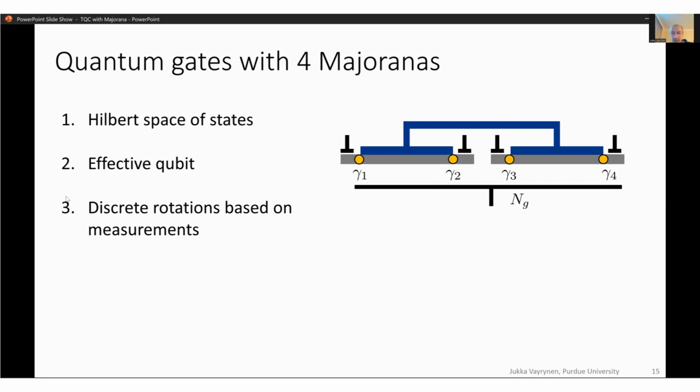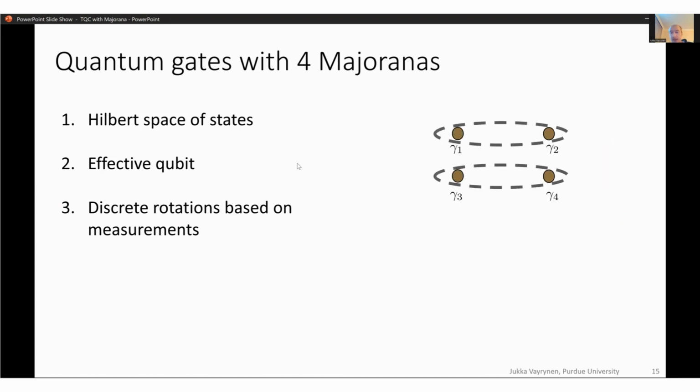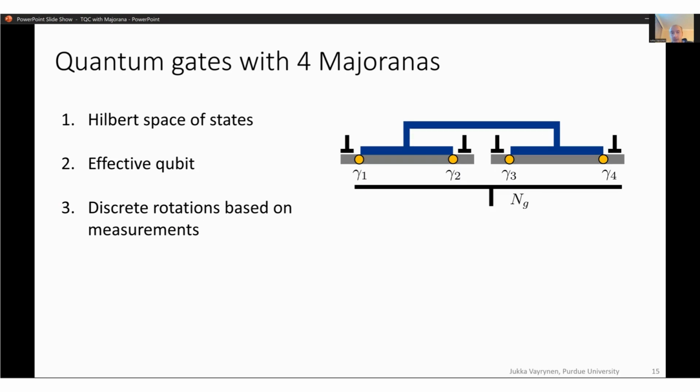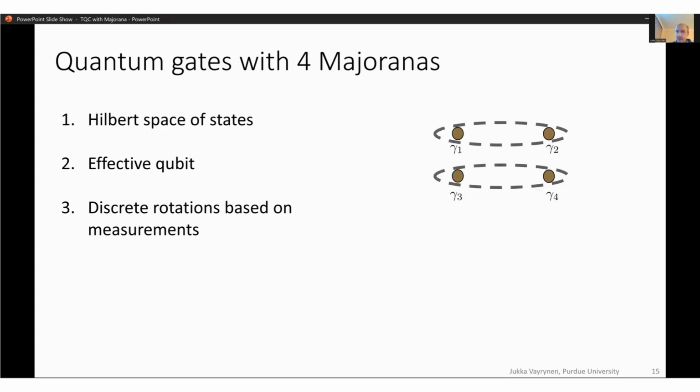So I will, in this last 20 minutes or so, show you how to do single qubit operations based on this 4 Majorana qubit. And now I will also go from this concrete device back to the abstraction of just having these kind of objects just floating in space.